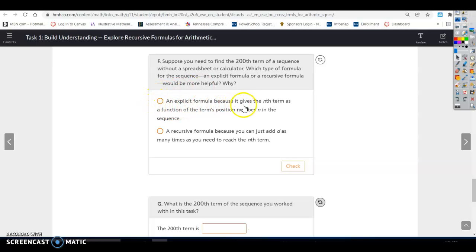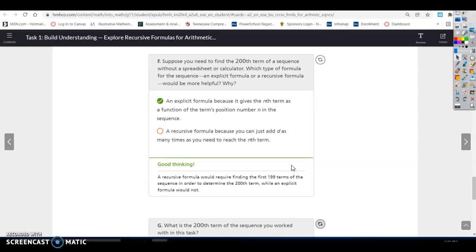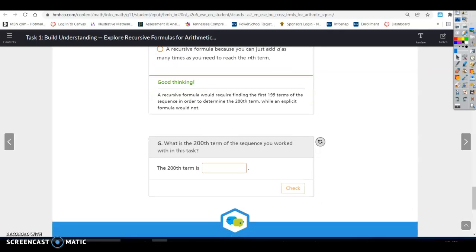An explicit formula because it gives the nth term as a function of the term's position number, n, in the sequence. A recursive formula because you can add d as many times as you need to reach the nth term. All right, so even though you can do this, do you want to do that 200 times? And then what if you lose count and you have to start over? So in a case like the 200th term, an explicit formula is definitely going to be the best choice.